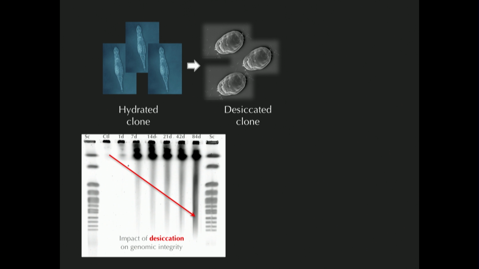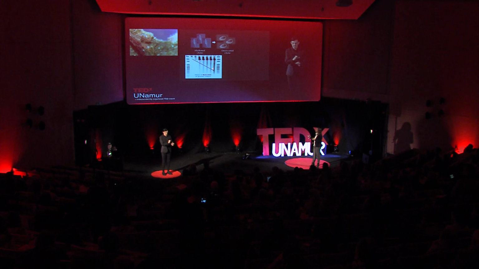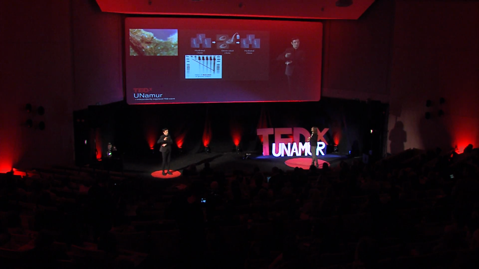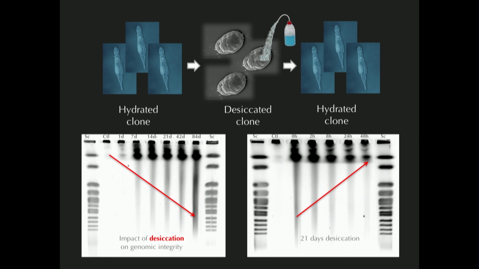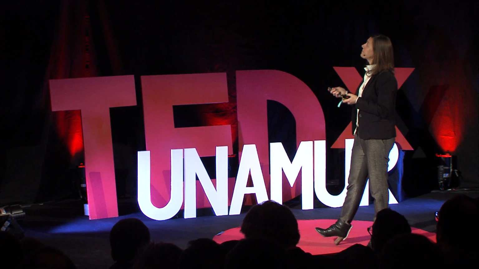So Boris has designed a very nice protocol in the lab to dry them up with a high survival rate. And what happens to these females when they are dried up? You see, the longer they are dried up, the more their DNA is broken. It's a simple gel, and the DNA migrates through it, the smaller the pieces. And when we hydrate them, what you see is that they start to repair. So they can come out of drying. They have their broken DNA, but they can survive with broken DNA, apparently, and then they start to repair.